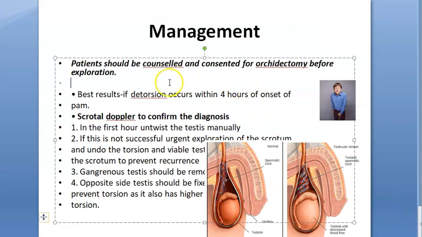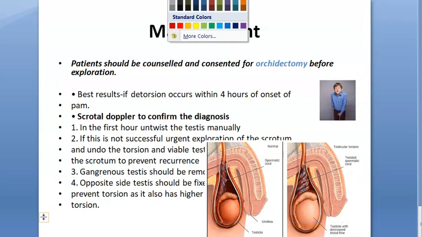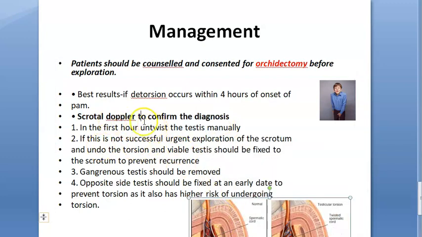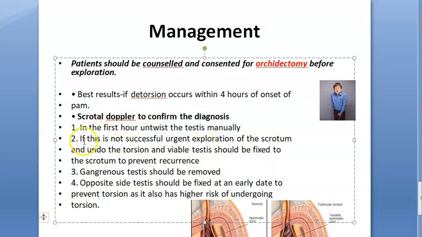Now let's go to the management. How will you manage? You have to take consent for orchidectomy before exploration, because you may have to remove the testis. So you must counsel and take consent before exploration. Then a scrotal Doppler to confirm the diagnosis. You can try to untwist it manually in the first hour. If not successful, urgent exploration you have to do.